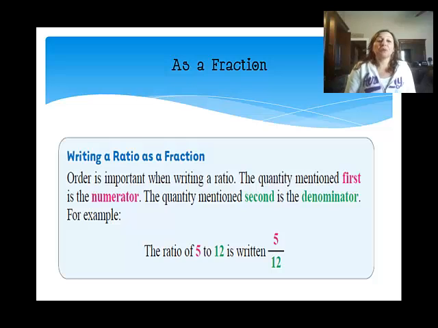All right, when you're writing a ratio as a fraction, order is important. We talked about that in class. The quantity mentioned first is the numerator. The quantity mentioned second is the denominator. So for example, the ratio of 5 to 12 is written as 5/12. In our ratio of eggs to flour, where eggs were mentioned first, 2 eggs over 3 cups of flour. 3 is the denominator, it was mentioned second. So that's a rule to remember, that order is important.